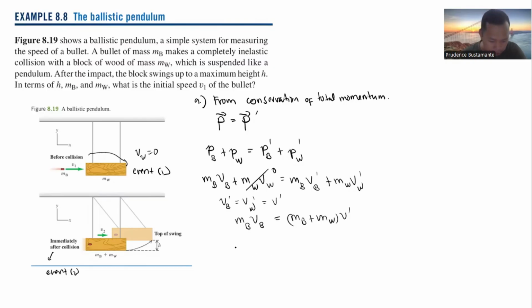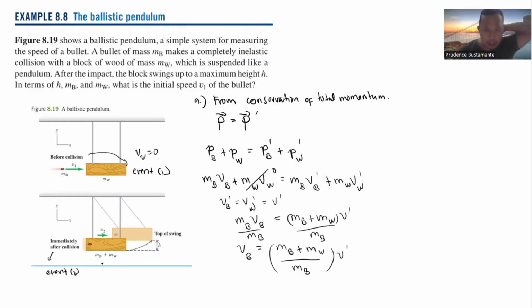Okay. So therefore, the velocity of the bullet is equal to, we're going to divide this one, m_B plus m_W over the mass of the bullet, multiplied by the final velocity of the bullet plus the plywood, or the wood.